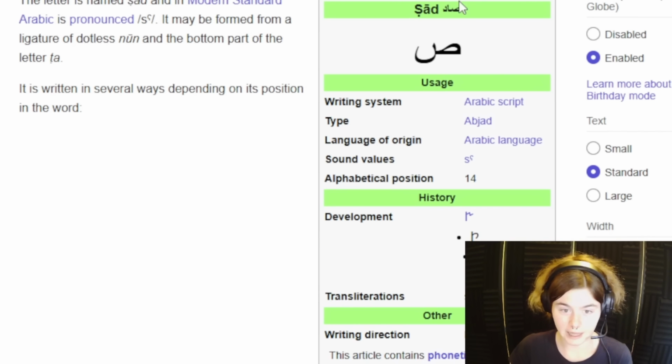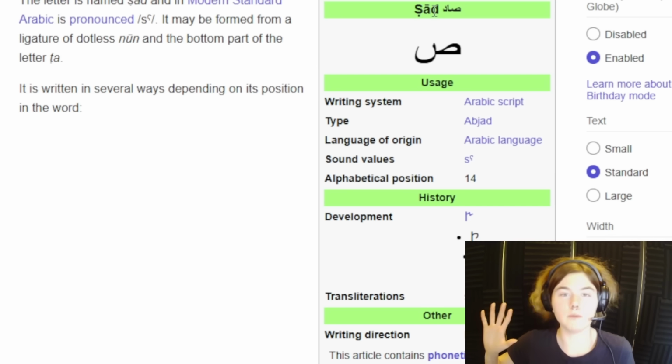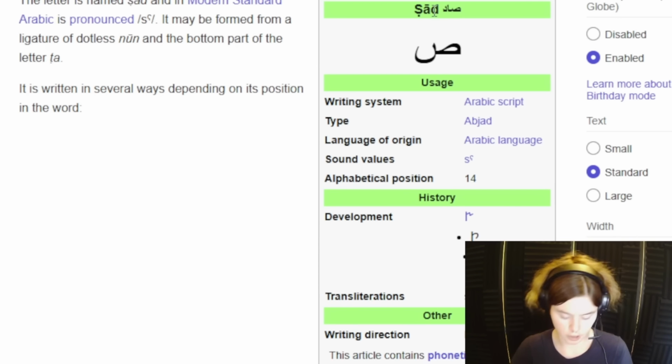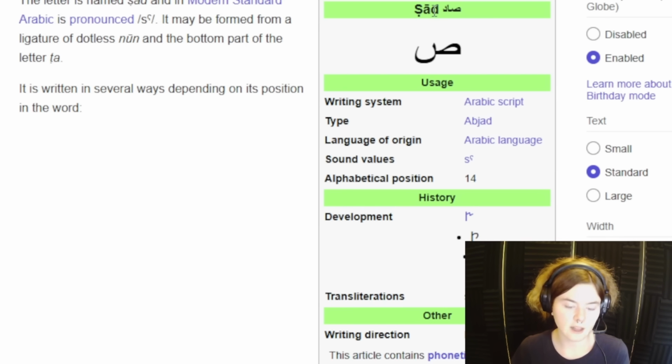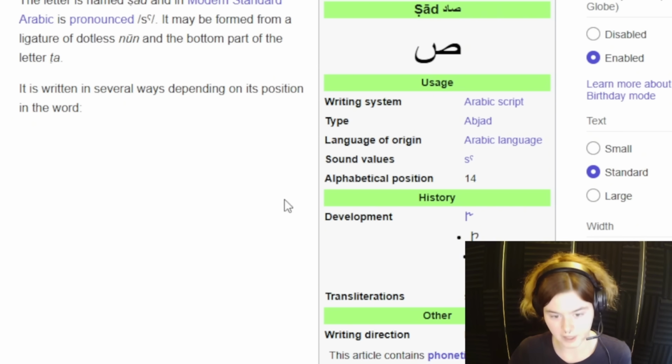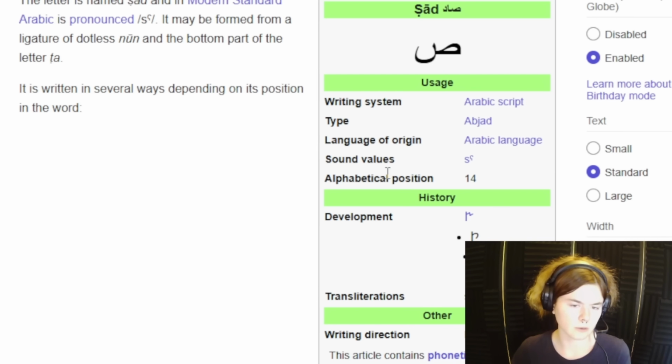So maybe it would be like sad? I could be completely wrong. This could be pure bullshit. Alright, and on Duolingo, it just sounds like S. I'm gonna smash. I love being confused. I love being in awe and wonder and feeling like an idiot. I love learning. We're smashing.